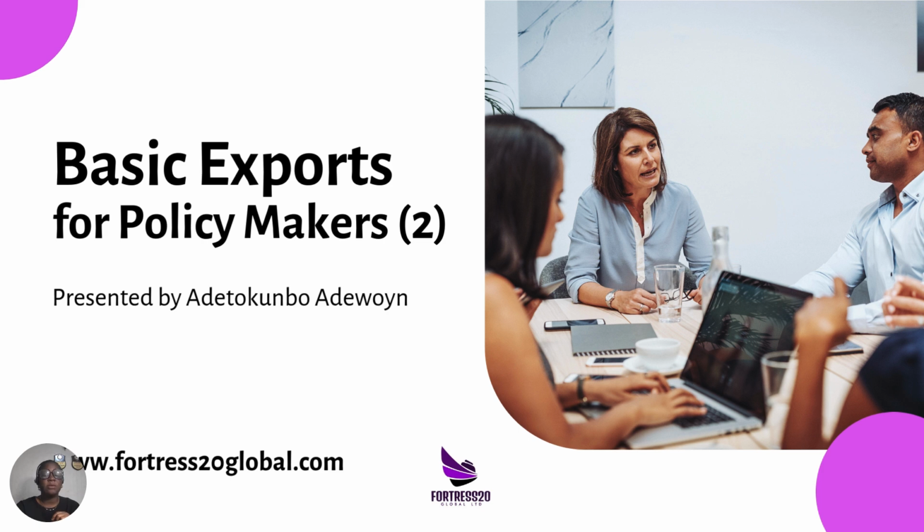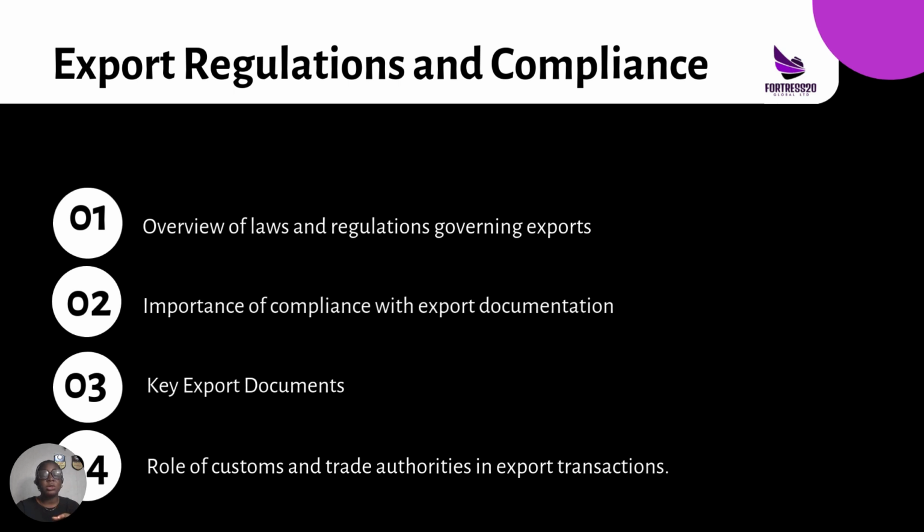Welcome to the second part of the basic export for policymakers. In the first part, we covered the definition and significance of exports in economic growth, the types of exports, which are the goods and services exports, the trends and challenges in international trade, and the key players in the export process. In this second part, we'll be talking about export regulations and compliance, and we'll cover the overview of laws and regulations governing exports, both local and international, the importance of compliance with export documentation, key export documents, and the role of customs and trade authorities in export transactions.